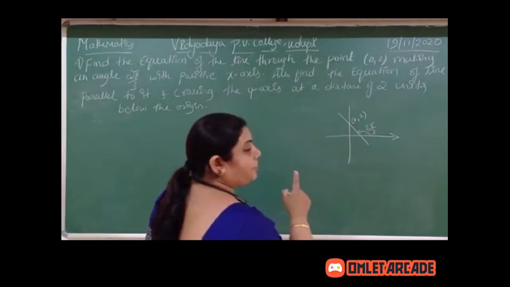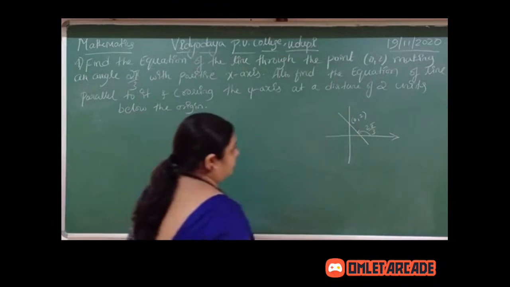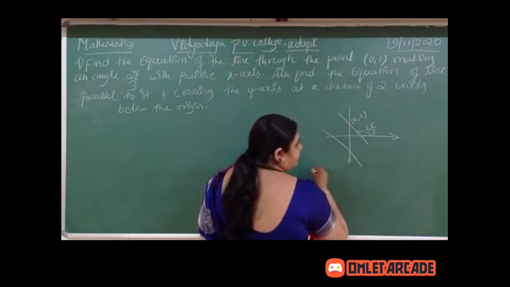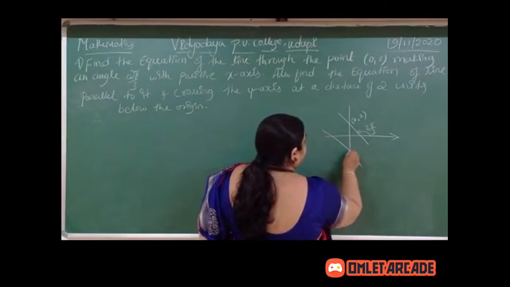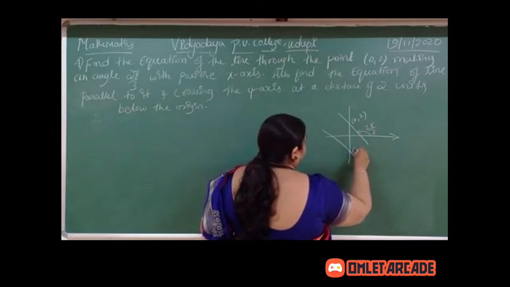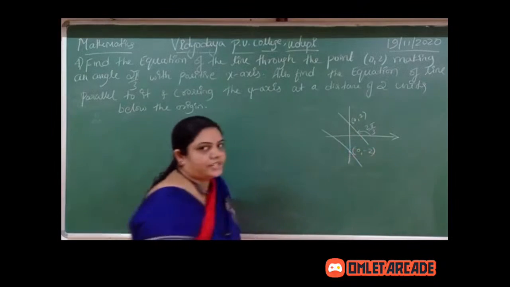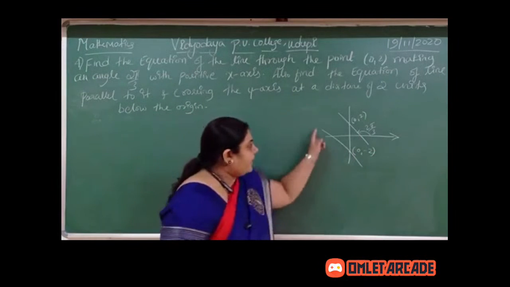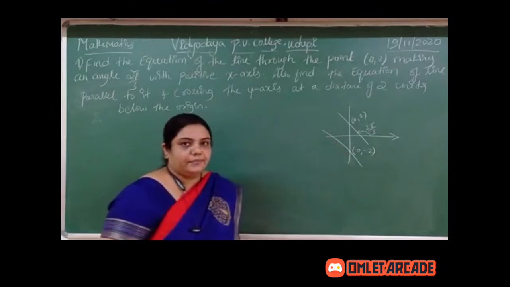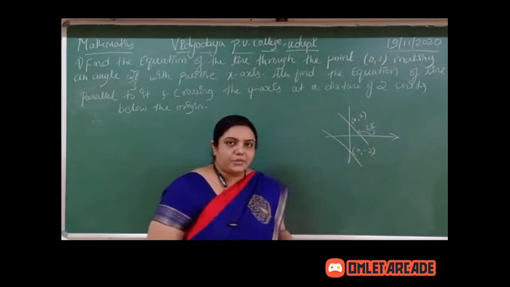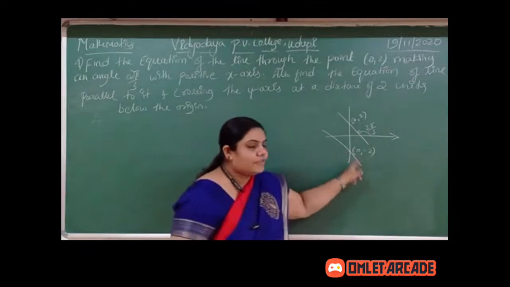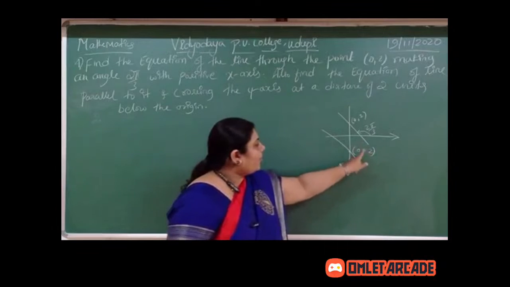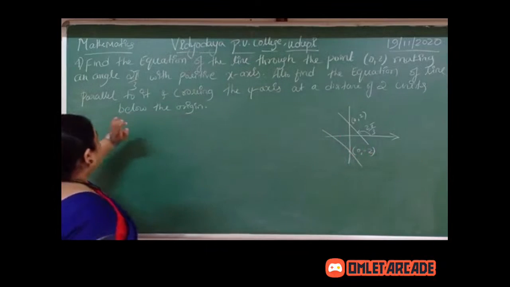Crossing the y-axis at a distance of 2 units below the origin. They are saying parallel to this line, isn't it? Passing through the y-axis below the origin, so the point will be (0, -2). Am I right? So again, to find the equation of this line, I found the line in the first part. Now I have to find the equation of this line. The point is known, isn't it? How did I get the point? Read the question carefully, students.